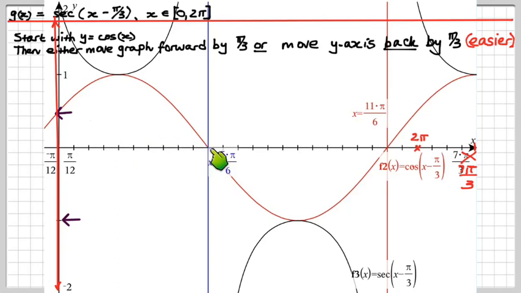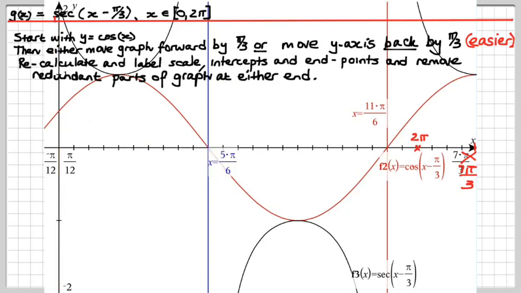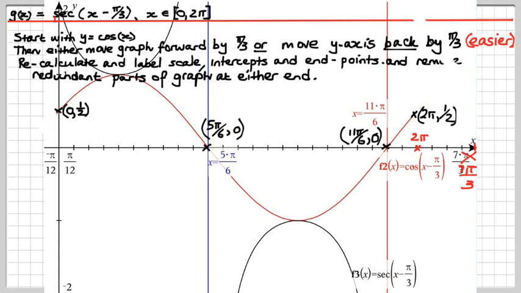Okay, so everything's got to be recalculated, and then you recalculate and label the scale, the intercept, and the endpoints, and then you remove the redundant parts of the graph, like you don't want that bit anymore, and half of this won't be required anymore because 2 pi is now here, isn't it? Yeah, because we moved the axes back, that old point at the very end used to be 2 pi, but it's now 2 pi plus pi on 3, which is 7 pi on 3. So you just have to recalculate the axis, but I think that's easier than moving the graph. There it is. I've done it all in one fell swoop for you.